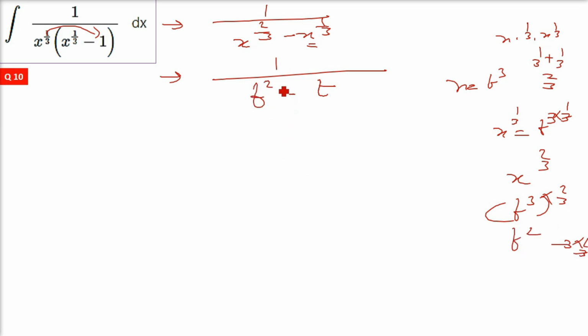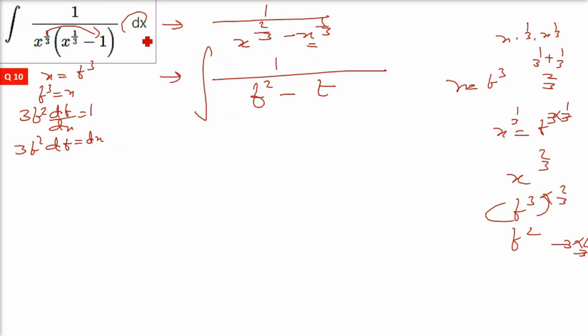And how about the differentiation now? Because dx have to be converted to dt. And that will be done by what? Integration. And before integration, we have a step. X equals to t cube. So this t cube is x. 3t square dt by dx is equal to 1. 3t square dt will be equal to dx. So this integration will become what? Dx will be 3t square dt.